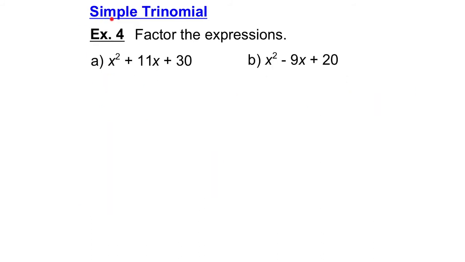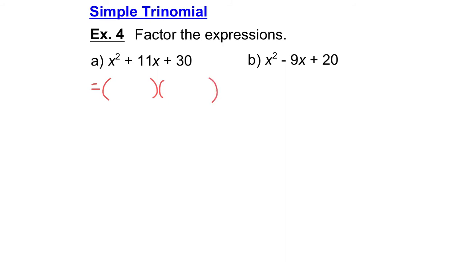We're looking at simple trinomials. Okay, so this is trinomials, means there's three terms, and they're in the form x squared plus bx plus c. Okay, so the coefficient on the x squared is 1. That's what I mean by a simple trinomial. Okay, so you would have learned this in previous grades, but here's a refresher. If I look at x squared plus 11x plus 30, I want to turn it into factored form. So it's going to look like that.